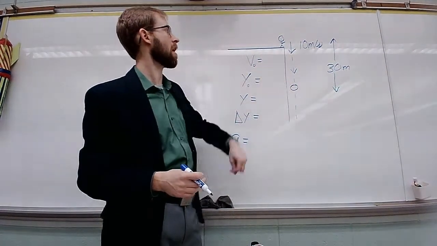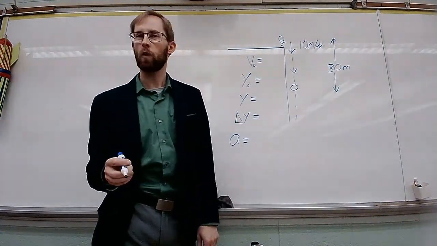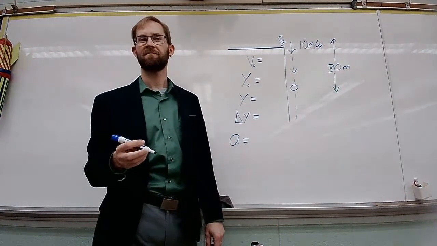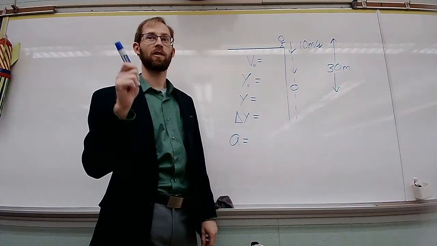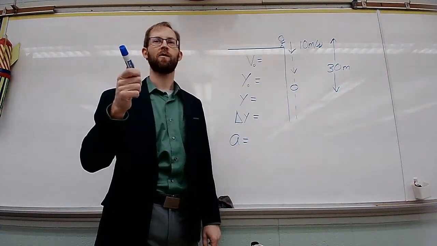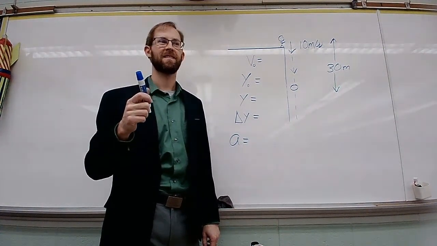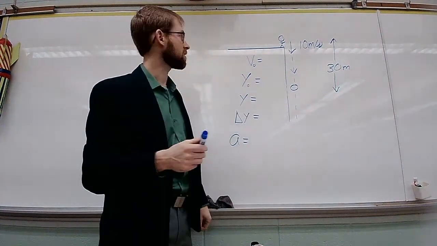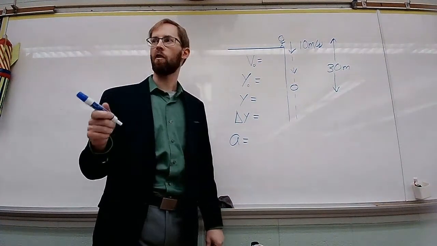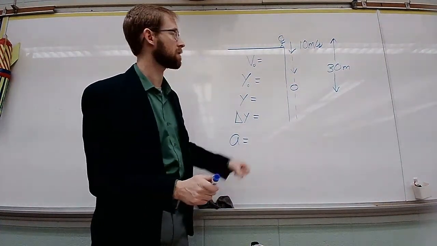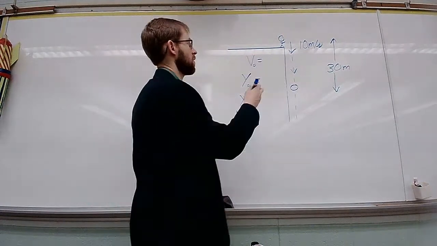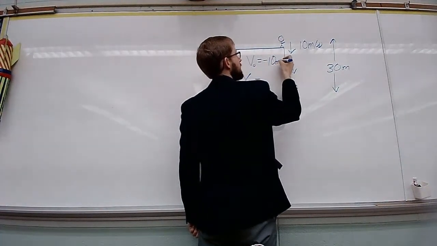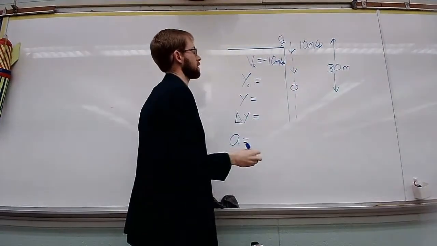He throws it down at 10 meters per second. What would I put down for original velocity? 10 meters per second. Close. One tiny little difference. He's throwing down. Negative 10, yeah. So now, velocities are always going to be dependent on the direction. If your velocity's down, then it's going to be negative. If it's up, it'll be positive.